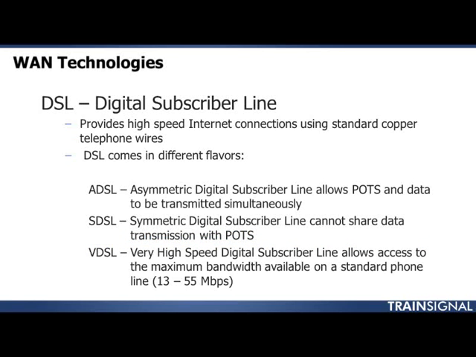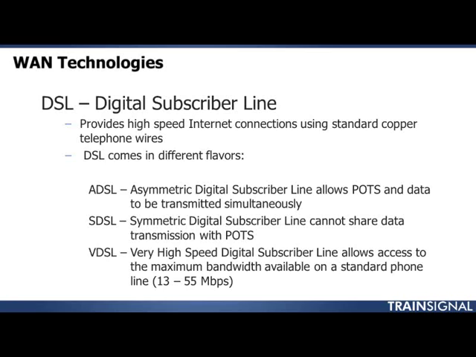Now let's get into some stuff that we do see fairly regularly in today's networks. And that is, first of all, DSL, which stands for Digital Subscriber Line, where you can get high-speed internet connectivity using your standard copper telephone wires. So this is kind of cool. Please note that DSL comes in different flavors. You have ADSL, which stands for asymmetric DSL, which allows your POTS, remember plain old telephone service, and data. So basically it meant you could be on the telephone talking and have your data transmitted simultaneously.